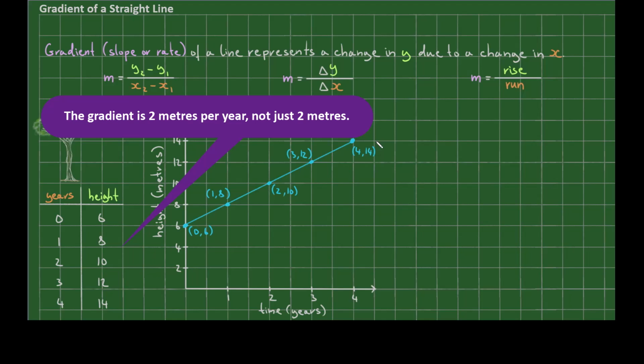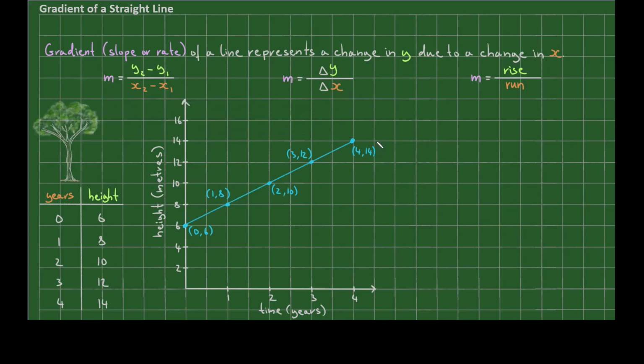But let's see if we can also calculate it using the formula for the gradient. At this stage, you might be wondering, what do these y2, y1, x2 and x1 represent? They represent the coordinates of 2 points. Which 2 points should we use? It really does not matter so long as the points are on the line.